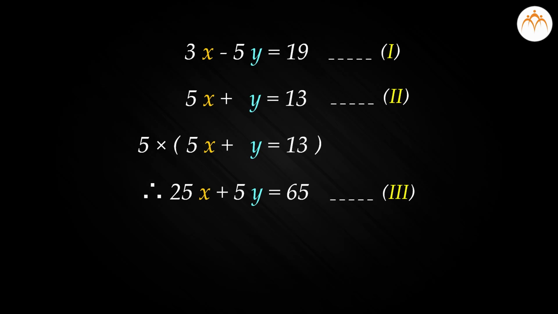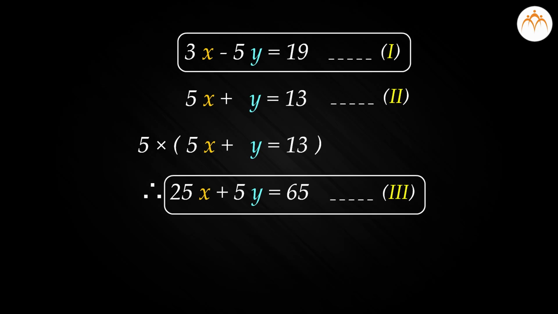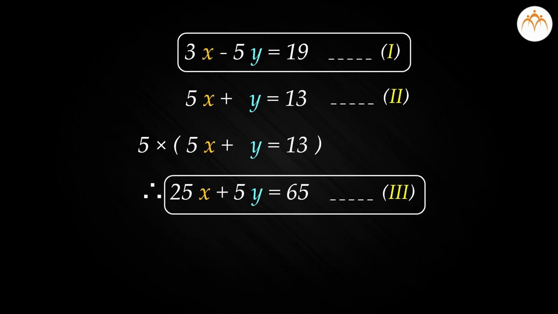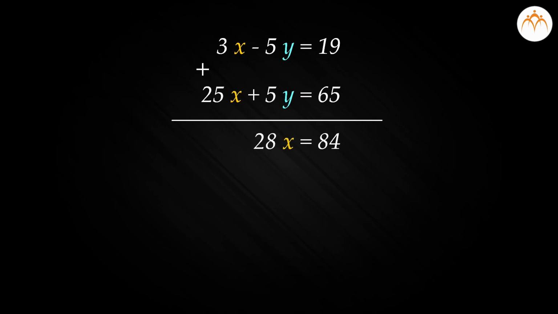If we compare the coefficients of y in equations 1 and 3, we can see that they are minus 5 and 5 respectively. If we add these two equations 1 and 3, clearly variable y will be eliminated. 3x minus 5y is equal to 19 plus 25x plus 5y is equal to 65. Therefore, 28x is equal to 84. Therefore, x is equal to 84 divided by 28. Therefore, x is equal to 3.